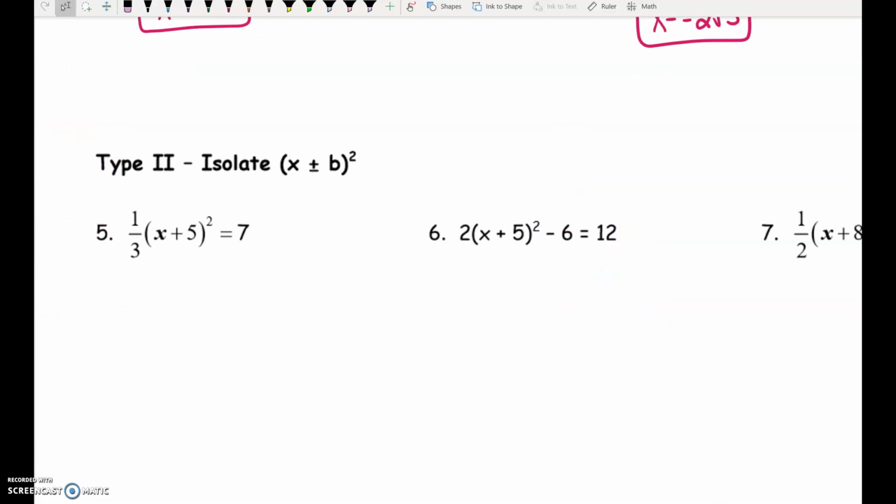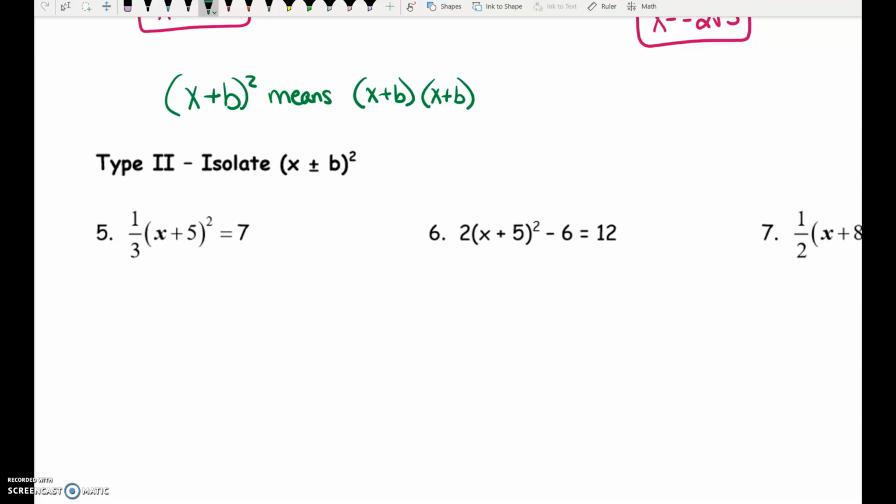The next type is when we have a set of parentheses squared. Now, something that you should add in your notes. x plus b squared means x plus b times x plus b. That square means that you're multiplying the parentheses times themselves. So, your only methods for undoing the parentheses are to square root or to FOIL.